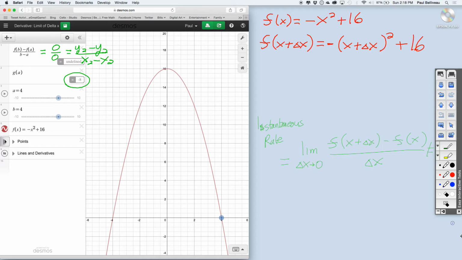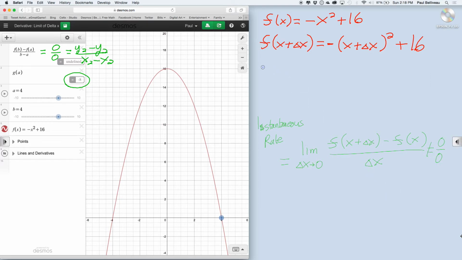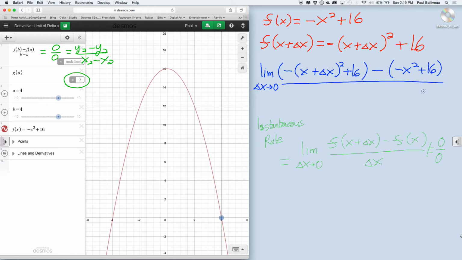Let's see how this affects this limit now. Well, this limit becomes the limit as delta x approaches 0 of f of x plus delta x, which is negative x plus delta x squared plus 16, I'll put that whole thing in parentheses, minus f of x, y2 minus y1. My other y is negative x squared plus 16, all over delta x. A reasonable question at this point would be, how does this help us? And the answer right now is, it doesn't.